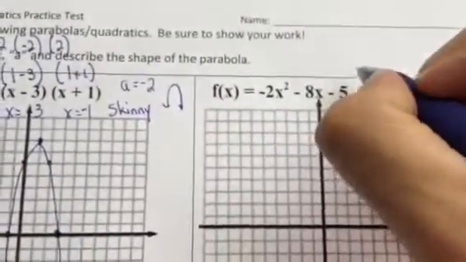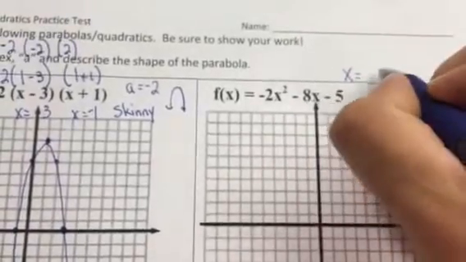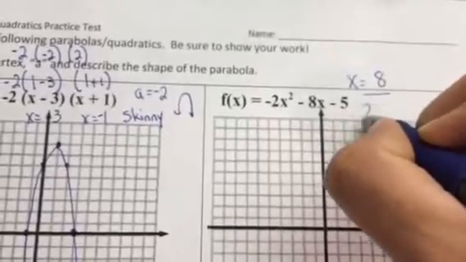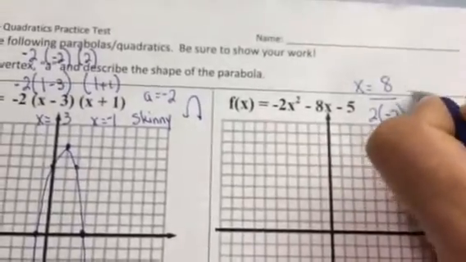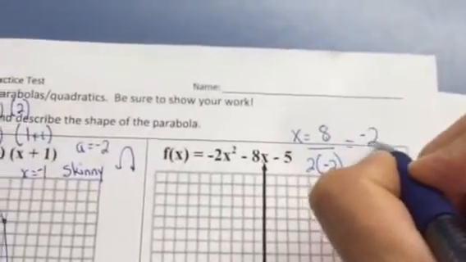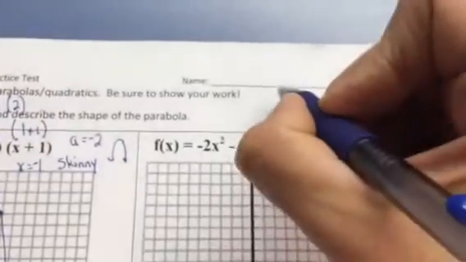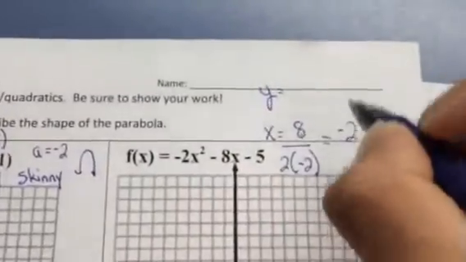This is in standard form. We've already done this a couple times. But to find the x-coordinate, I'm going to take the opposite of b, which is 8, and I'm going to divide it by 2 times a, which is -2. This becomes 8 over -4, and that is -2. So this is my x-coordinate for my vertex. And to find the y-coordinate, I'm just going to plug that -2 back in.